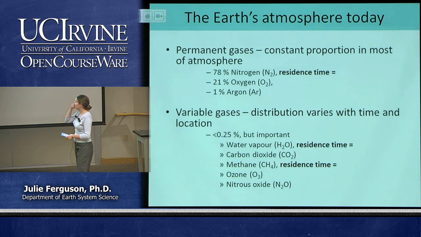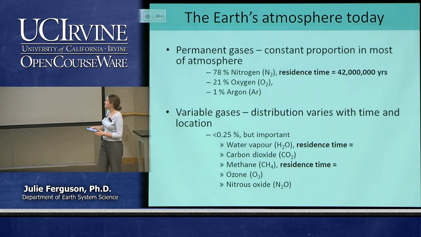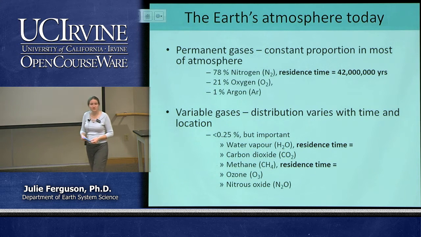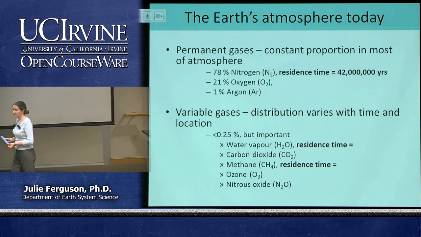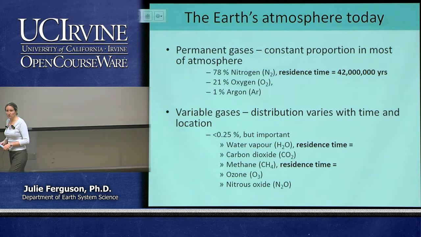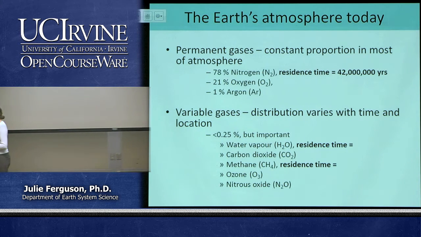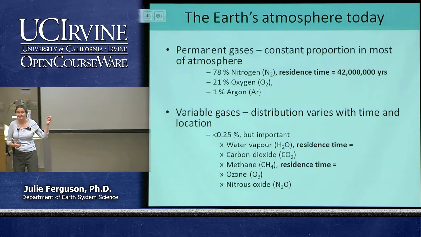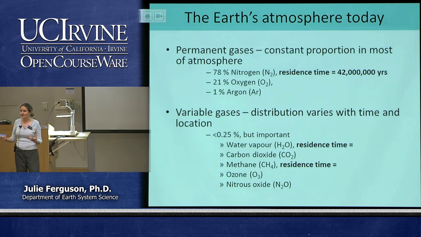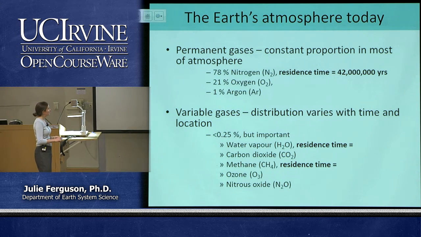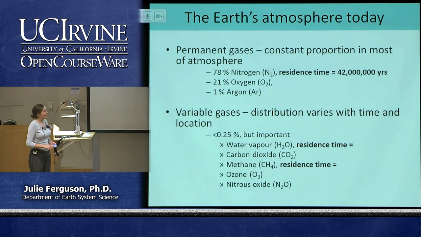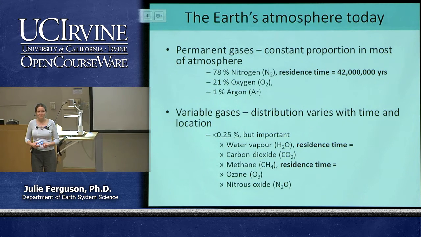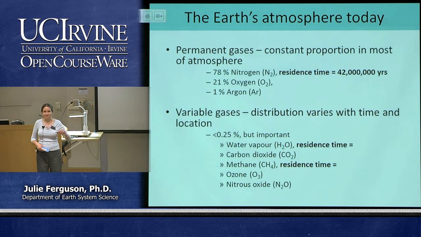So if I look at our residence times, nitrogen has a residence time of about 42 million years. And when we talk later in the course about the nitrogen cycle, we've actually had a huge effect on this number because of things like fertilizer production, but we'll come back to that. For water vapor, what do you think our residence time is? Do you think minutes, days, years, decades?